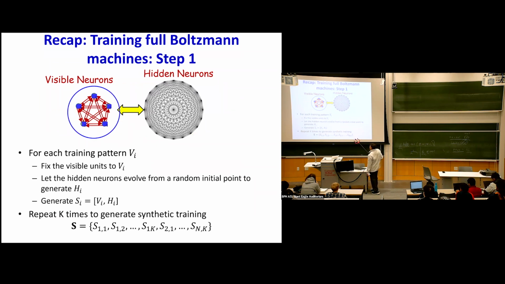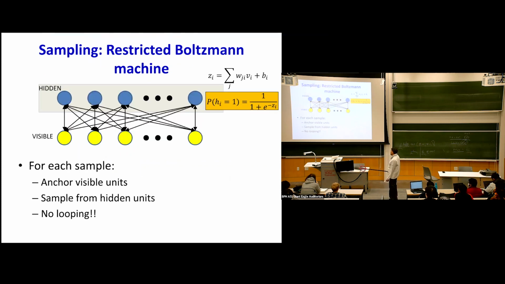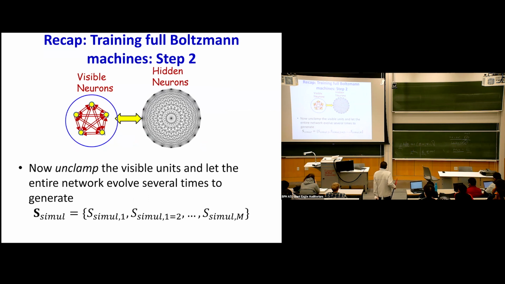For each training pattern VI, you would no longer have those connections, although I've drawn the connections between the hidden neurons, right? So now in the full Boltzmann machine, this is what we had. Every neuron connected to every neuron. So you'd fix the visible neurons, let this thing evolve for many, many steps and take a snapshot. Then you'd unclamp the visible neurons, let the entire network evolve and take a snapshot. Over here, in this case, I just anchor the visible units and then just sample the hidden neurons once. There is no looping, and I'm done. So for the first step, the compute basically disappeared.